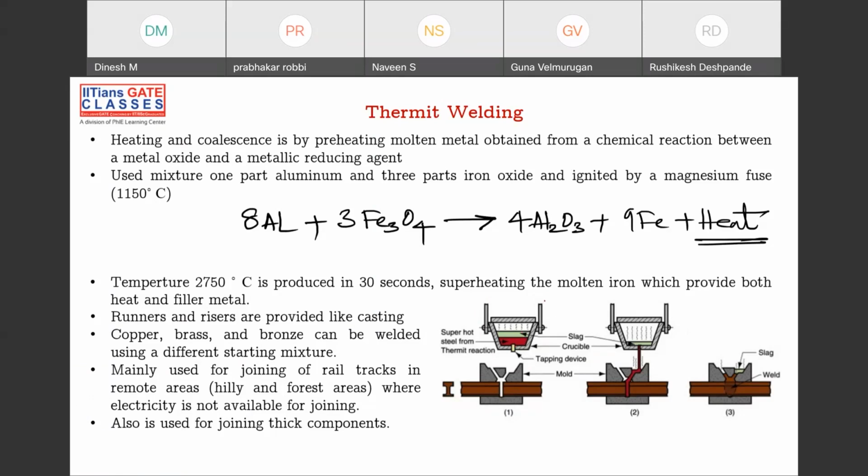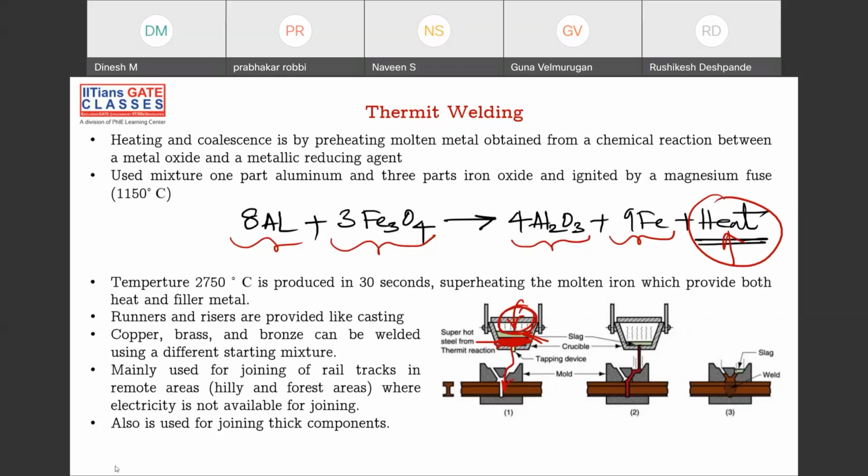Now you put some material. If you see here, the red one is your material, and the top one is your slag. On top, you're putting some chemicals, right? If you are mixing aluminium and iron oxide, it creates aluminium oxide plus iron plus some heat. This heat is generated at this point. Because of that, the below part is melted, and that melted metal is getting dropped into this.